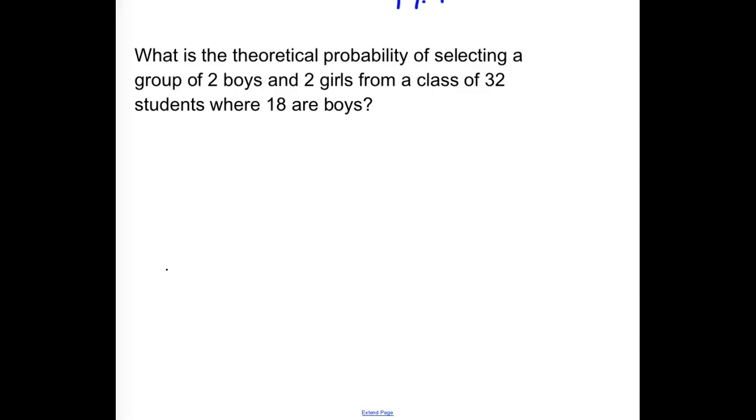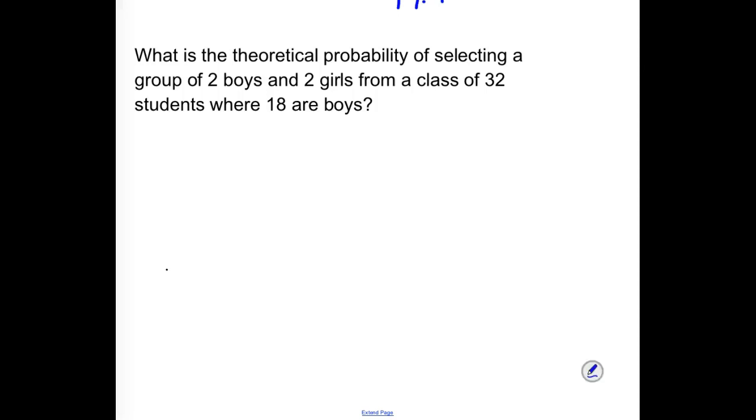What is the theoretical probability of selecting a group of 2 boys and 2 girls from a class of 32 students where there are 18 boys? So I'm going to pause it for a second. I want you guys at your tables to talk about what is it that you have available, how many do you want, get it set up.